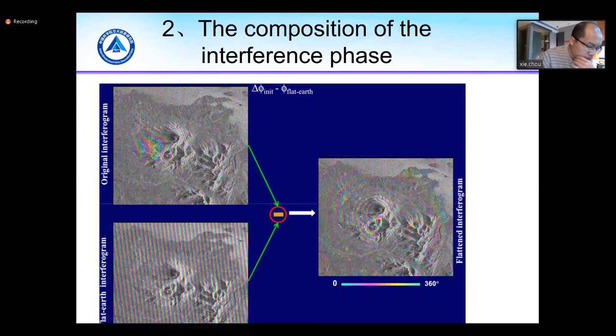Since the flat earth fringe changes quickly, if it cannot be effectively removed, the phase unwrapping would not only lead to difficulties, but more seriously, it may cause unwrapping errors, and such errors can propagate, which will affect the accuracy of the generated DEM.